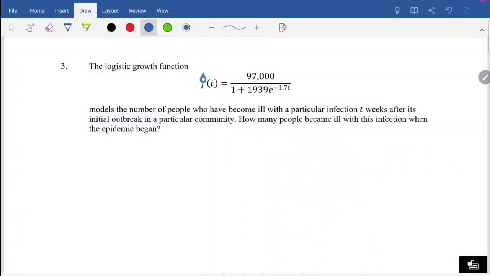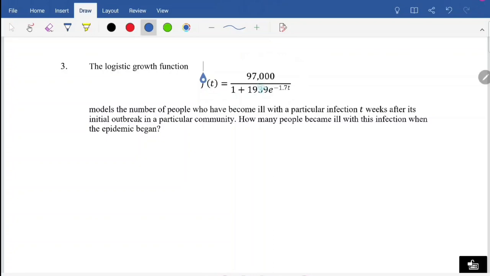Okay, let's go through this word problem and application problem of the logistic growth function given here. They've given us a function, f of t equals 97,000 divided by 1 plus 1939 times e raised to the power negative 1.7 times t.